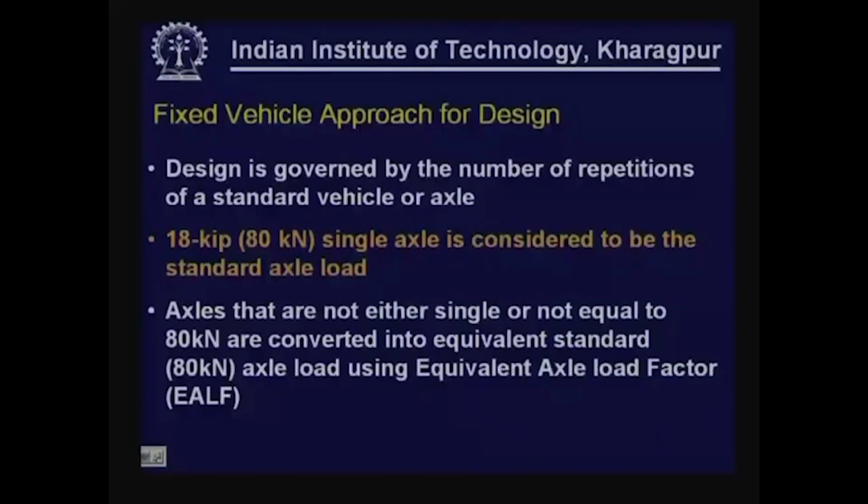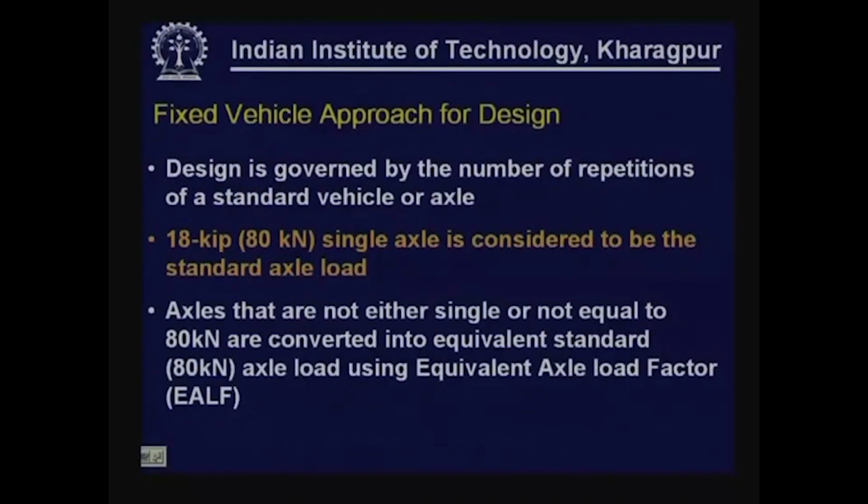All these weights and numbers will have to be converted into an equivalent number of repetitions of a standard load. The most commonly used standard load is the 18,000 pound single axle load, that is, the 80 kilonewton single axle load, which is considered to be the standard axle load. All the axle loads that a pavement is expected to receive during its design life period will be converted into equivalent repetitions of 80 kilonewton single axle load.